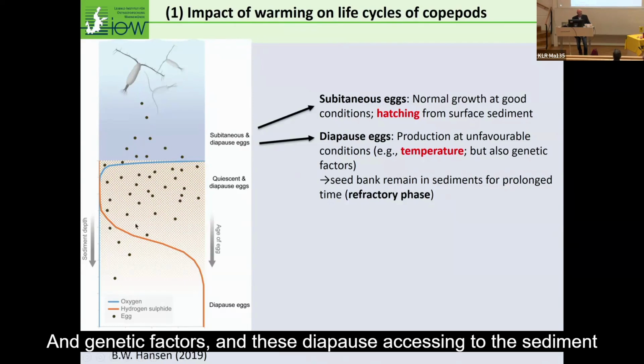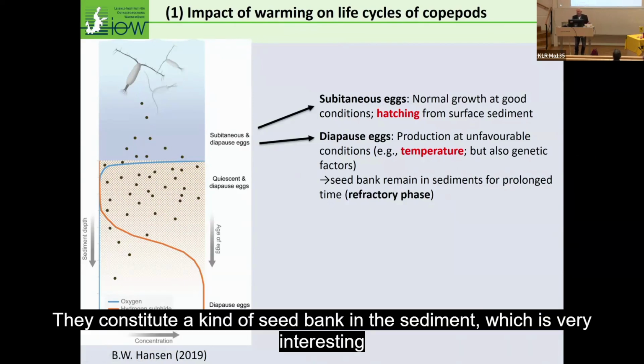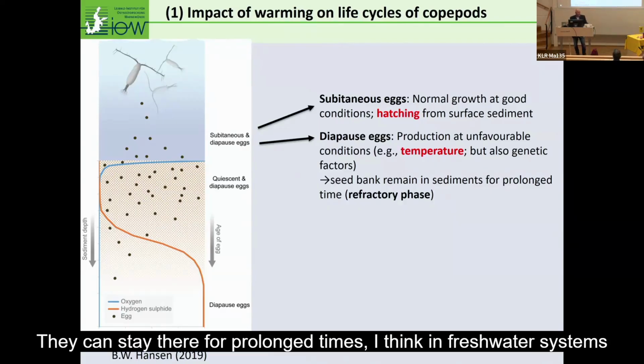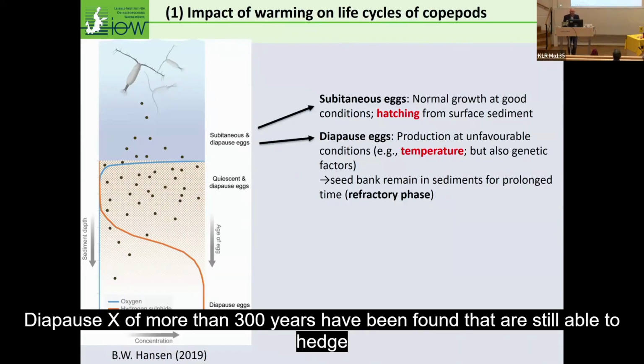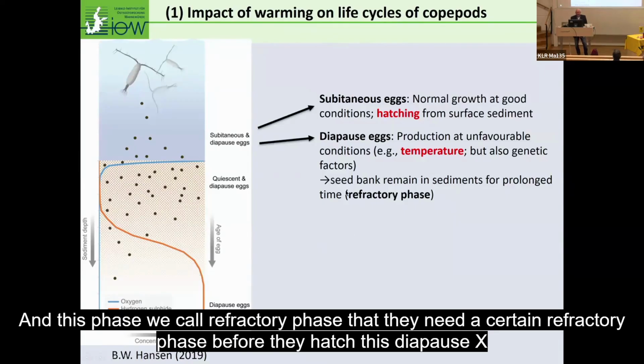And these diapause eggs, they sink to the sediment. They constitute a kind of seed bank in the sediment, which is very interesting. They can stay there for prolonged times. I think in freshwater systems, diapause eggs of more than 300 years have been found that are still able to hatch. And this phase we call refractory phase, that they need a certain refractory phase before they hatch, these diapause eggs.